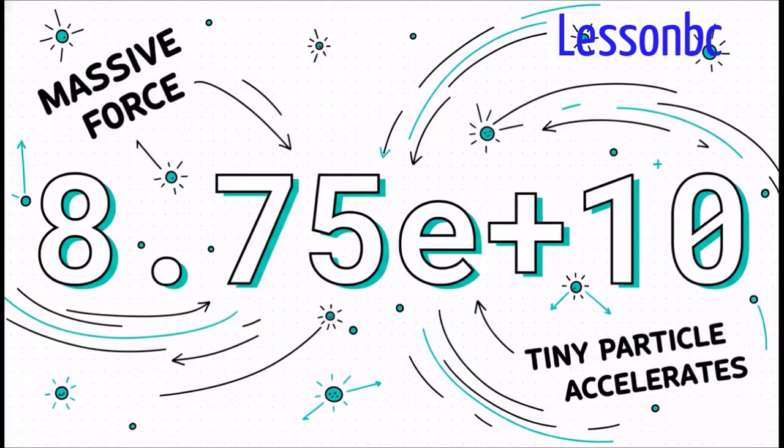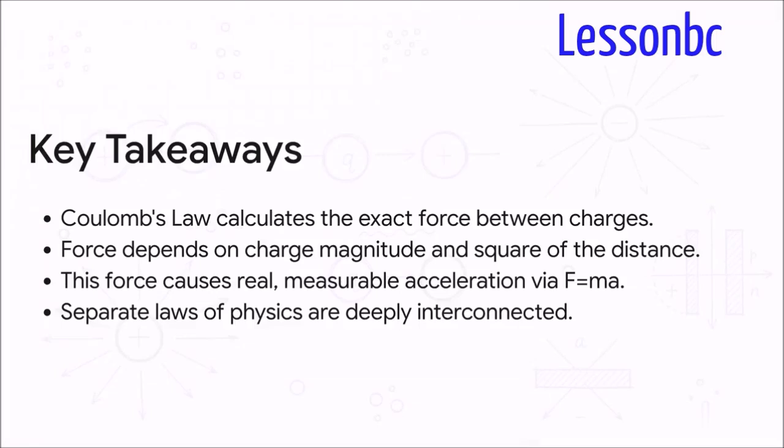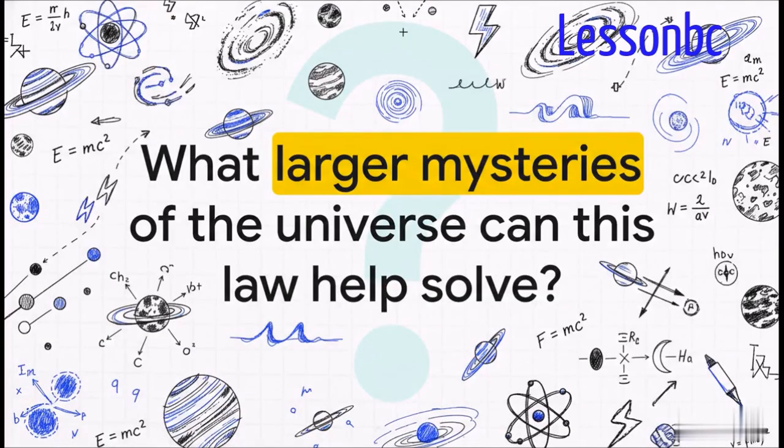Whoa, that acceleration is absolutely insane. That's what you get with a huge force on a tiny mass. And since both charges are positive, that insane acceleration is pushing them directly apart. So let's wrap this up. What did we just learn here? Think about it. If one law can explain this, what bigger secrets of the universe can it help us solve?